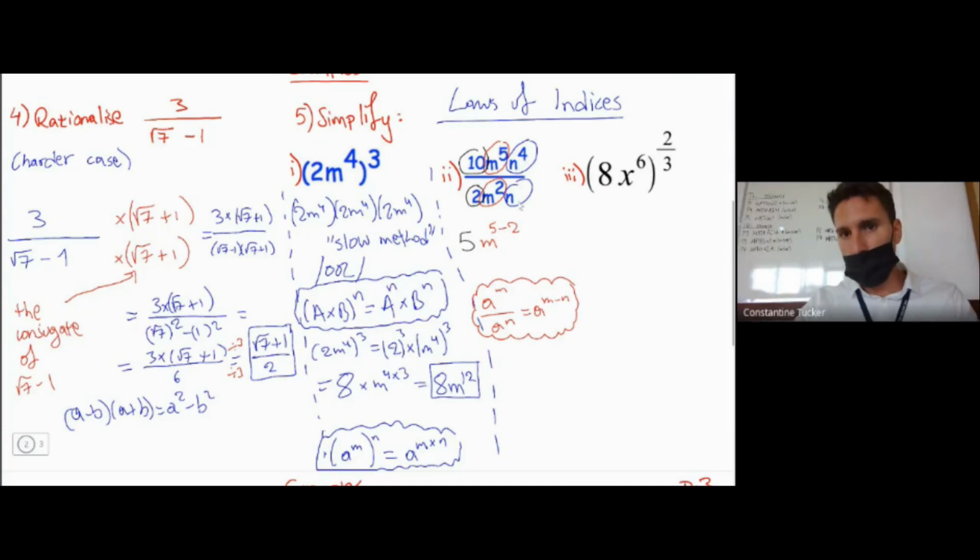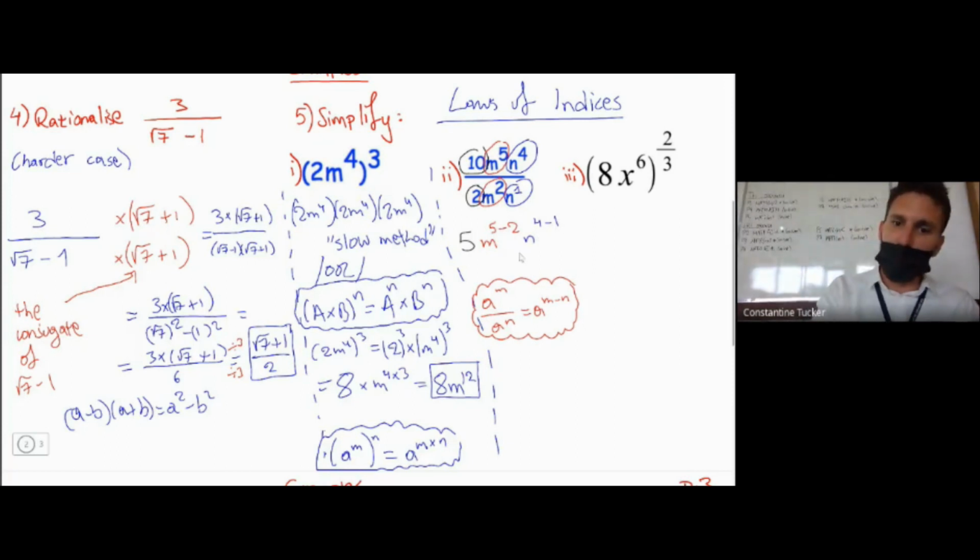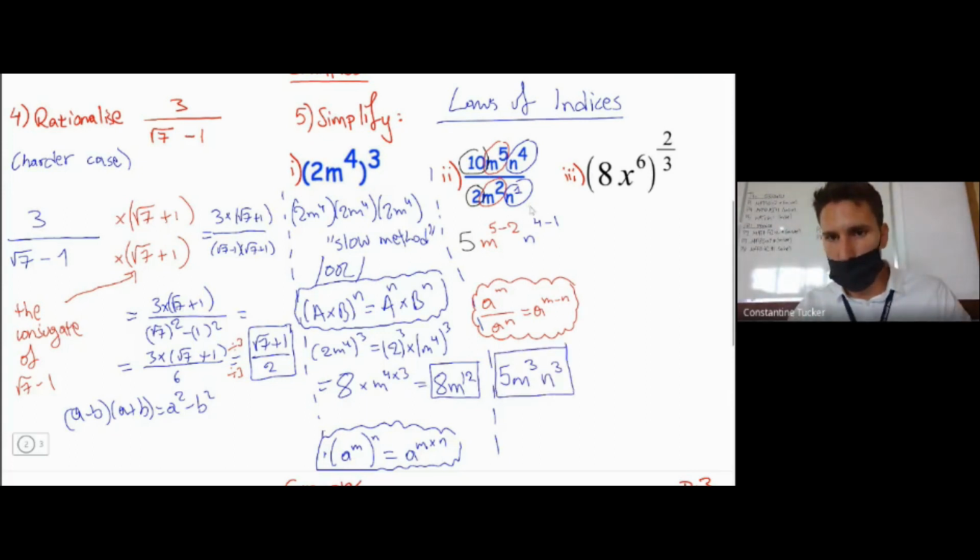n to the power of 4 divided by n to the invisible power. Let's remember that the invisible power is the power of 1. Then we have to do n to the power of 4 minus the invisible 1. And that's pretty much it. If we simplify here, 5 minus 2 and 4 minus 1, we get the final answer. So the final answer will be 5 m to the power of 3 n to the power of 3. And that is the way the cookie crumbles.